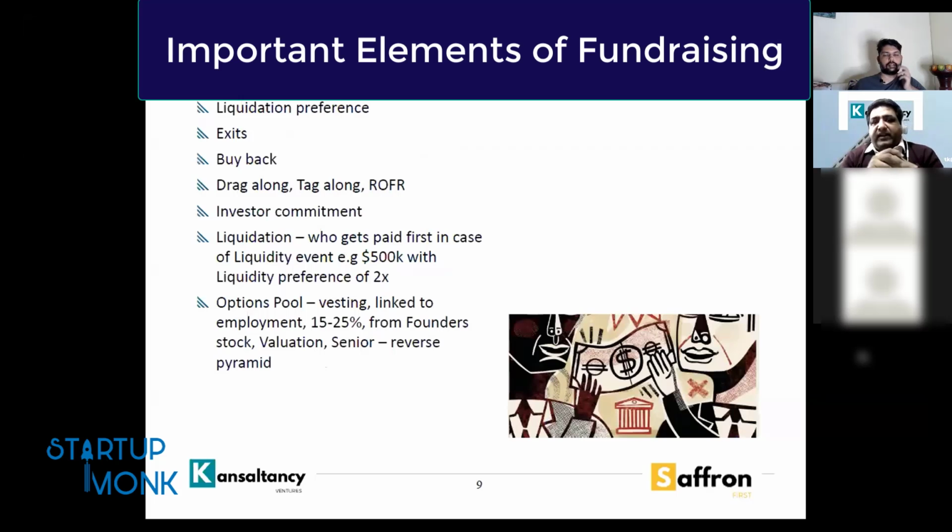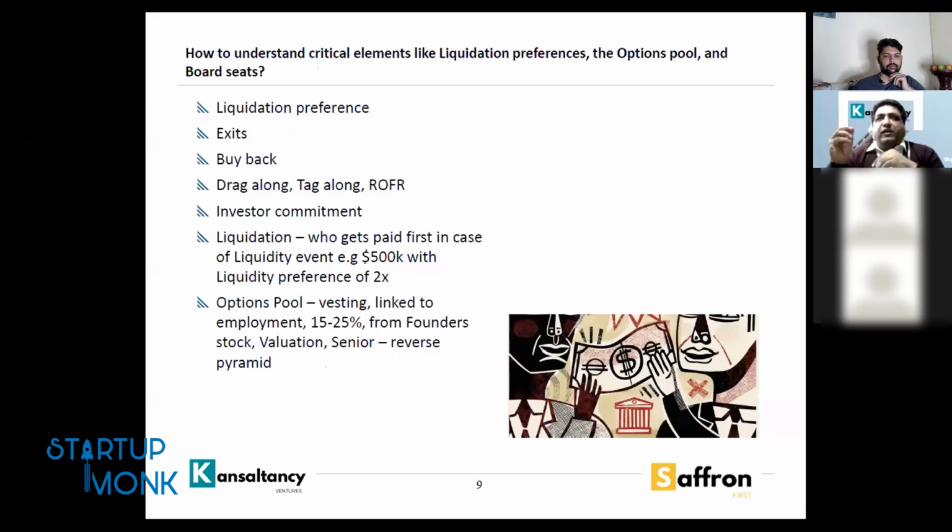Now, how to understand critical elements like liquidity preference, liquidation preference, options pool, and board seats. Liquidation preference would mean that in the scenario of an exit of an investor, we have given him extra returns.